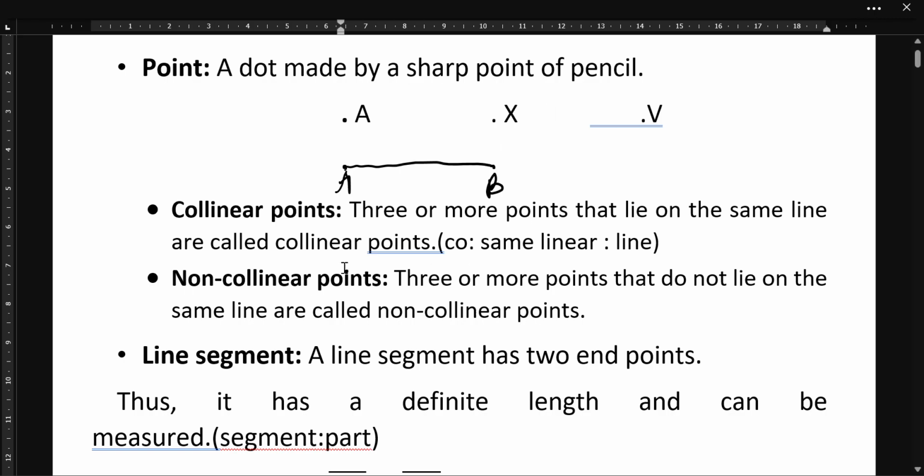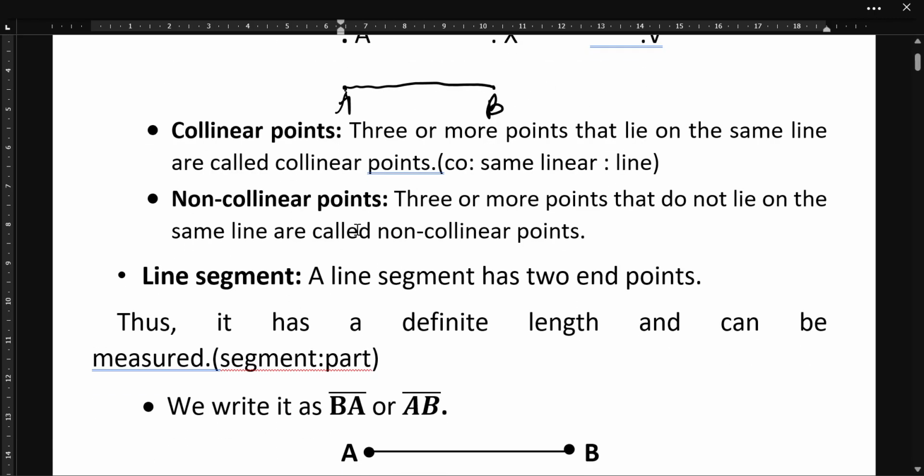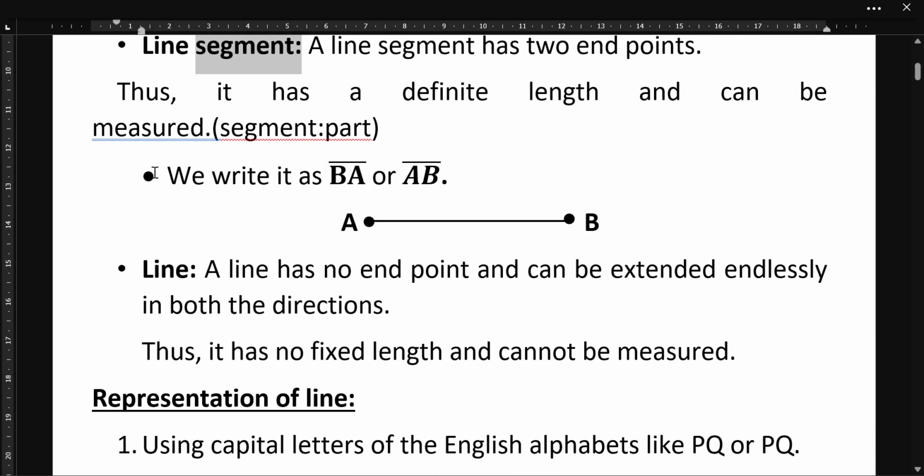So this is the third definition, what is a line segment. A line segment has two endpoints, you can see A and B, and it has a definite length and we can measure it. This is a part of a line, so we call it a segment. As we have AB here, it can be written as line segment BA, or we can write line segment AB.